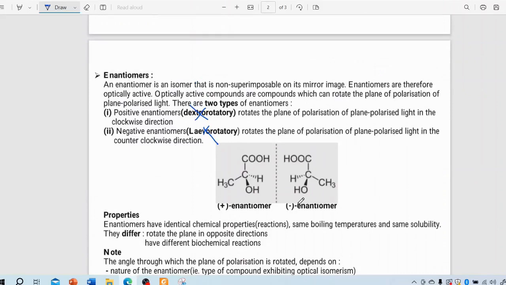And we will never be asked which one is positive, which one is negative. This is just randomly assigning this to be positive and this to be negative, because if this is positive, this has to be negative, because these two can never be superimposed on each other. So they are obviously enantiomers. And if this was positive, this would be negative. Okay.